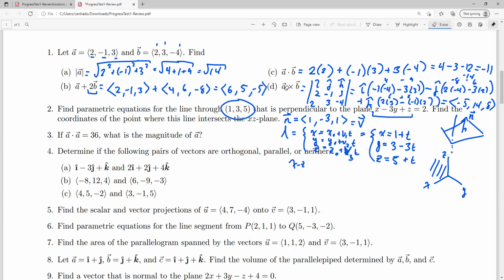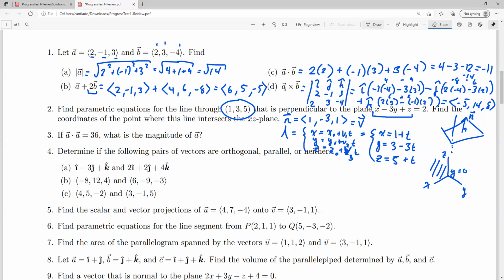I did that wrong. The xz plane is simply where y is equal to 0. So since you want to find the point where this line intersects, you just plug y equals 0 into your parametric equation.